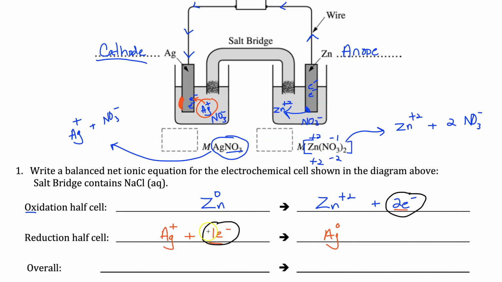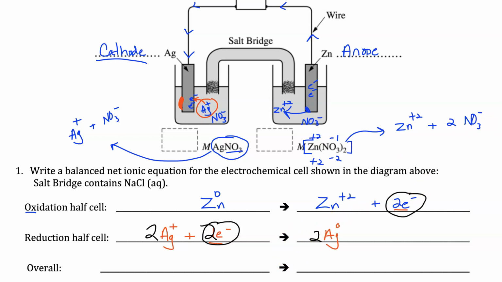I can't just multiply this by 2. I have to multiply everything by 2, because 2 Ag pluses would need 2 electrons to make 2 of these. It's a 1-to-1 ratio. The reason I'm multiplying by 2 is to get to 2 electrons, or the common factor of 2 and 1, which is 2. So I multiply by 2. This becomes a 2, and this becomes a 2. And now we have the correct half reactions.